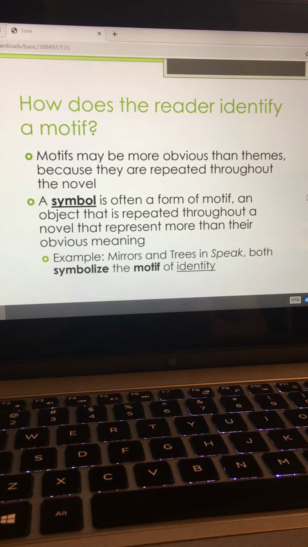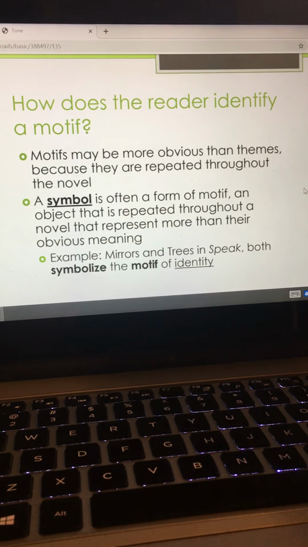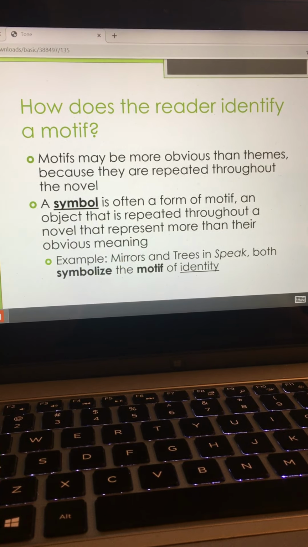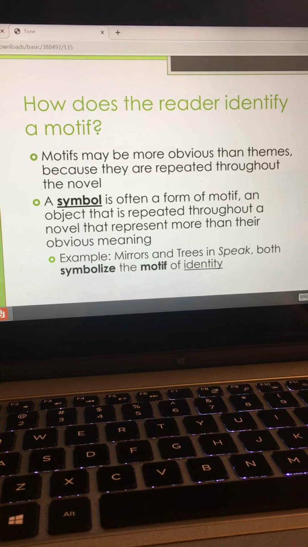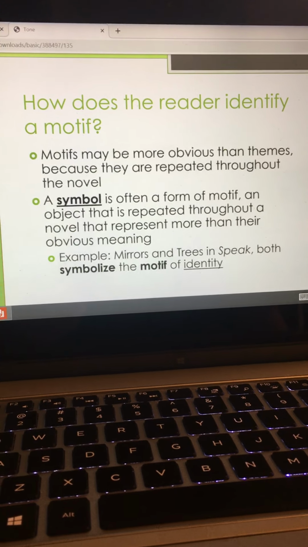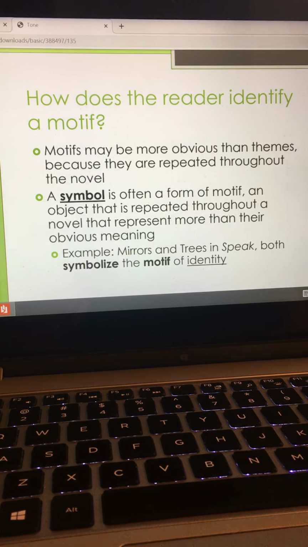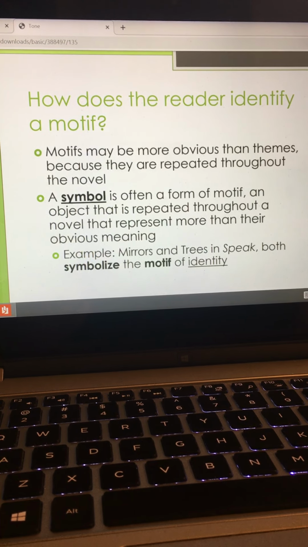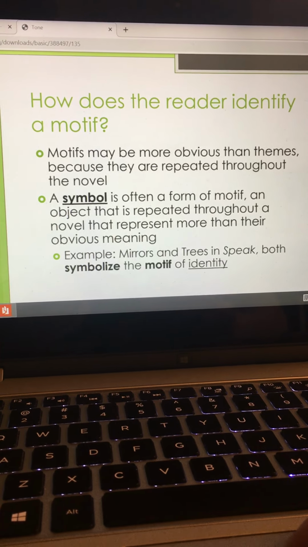How do you identify a motif? So a motif could be more obvious than a theme because it gets repeated throughout the novel. It is something the author will bring up again and again. A symbol is often a form of a motif. So, things that symbolize something larger than themselves are going to come up again and again throughout the stories.